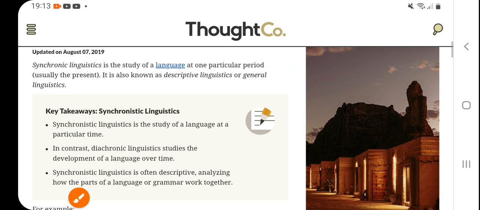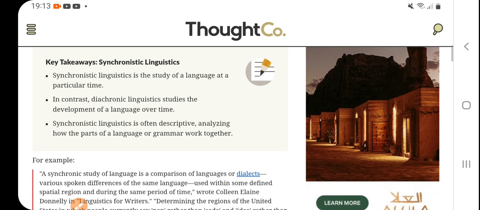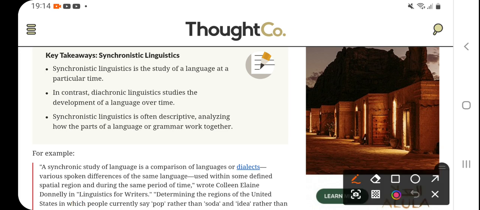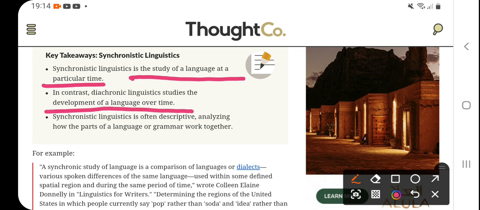Okay, now what are the key takeaways of synchronic linguistics? First, synchronic linguistics is the study of language at a particular time. That's a very important point. In contrast, diachronic linguistics studies the development of language over time. The history of the English language is called diachronic study, right?